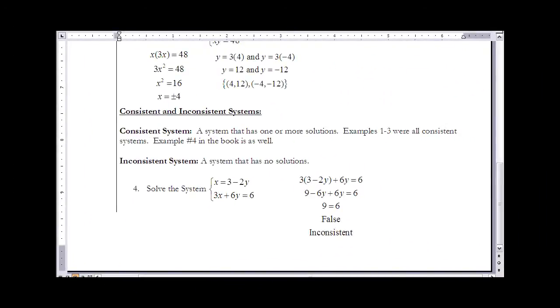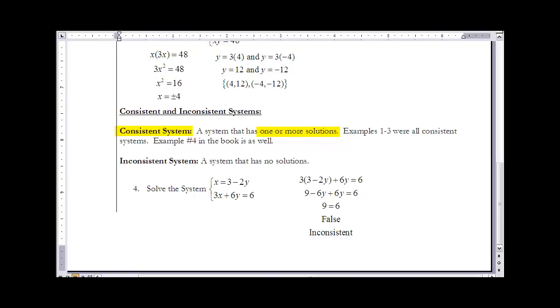Alright, the last idea I'd like to take a look at here is the idea of consistent and inconsistent systems. Basically, I think all of the systems that we've looked at so far have been consistent systems, because all a consistent system is, is a system that has one or more solutions. So if you think about all the examples we've just done here, 1 through 3, all of them have at least one solution, therefore they would be considered consistent.